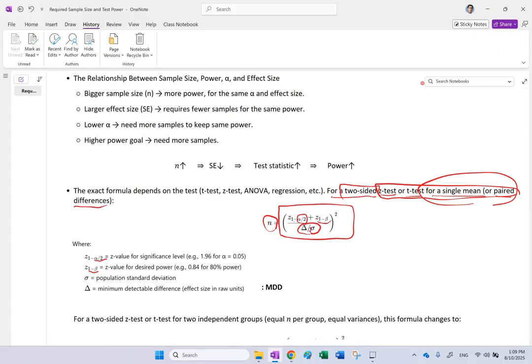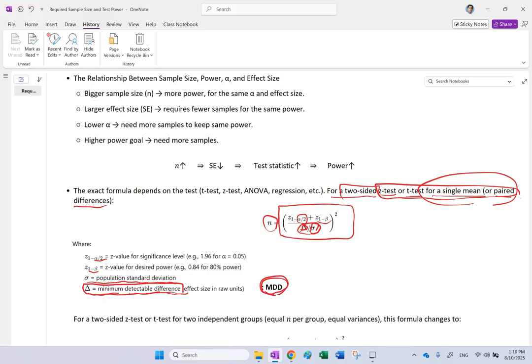Also, I need to know the standard deviation of the population, and I need to know delta. What is delta? Delta is what we call the minimum detectable difference, or MDD, which is basically the minimum difference between the mean of the group and the mean of the population that you want to be able to detect. What is it exactly? I'm going to tell you with one clear example. So this is the minimum detectable difference, or MDD.